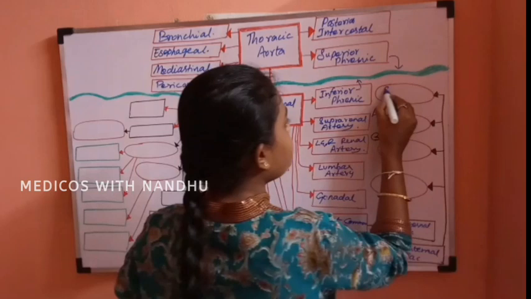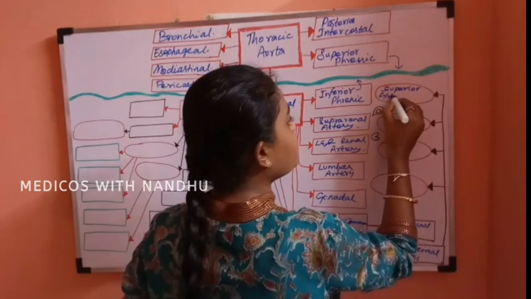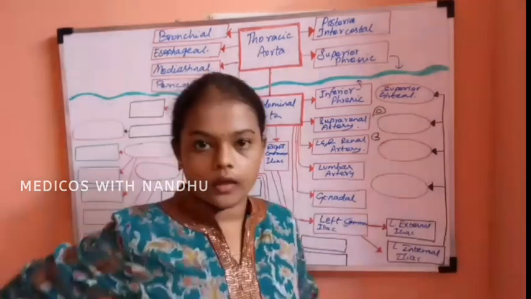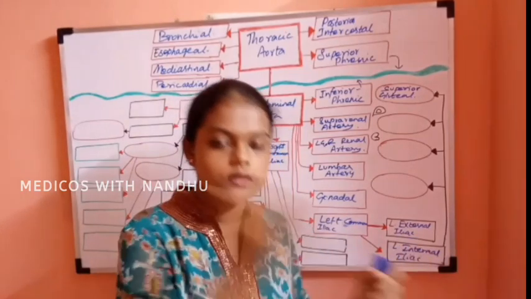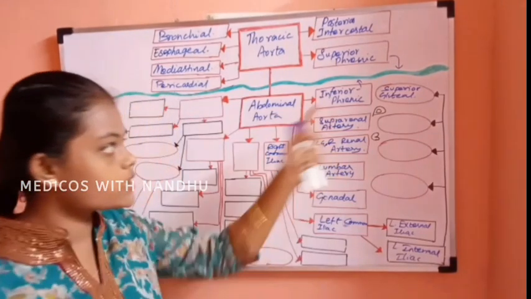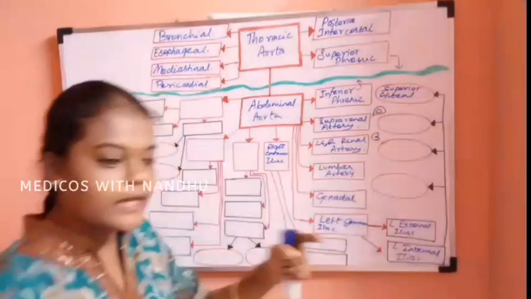The superior gluteal artery is going to supply the gluteus maximus. Mostly gluteus maximus, gluteus minimus and gluteus medius are supplied by this. Okay, this is about the superior gluteal artery. Next, below the superior we have the inferior.